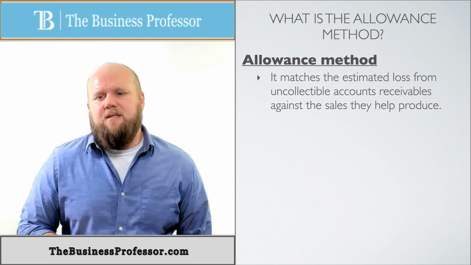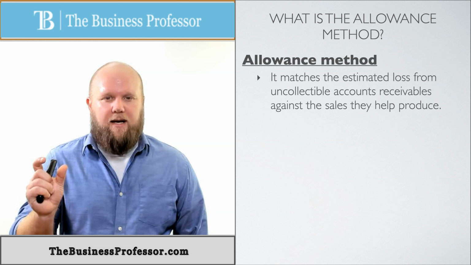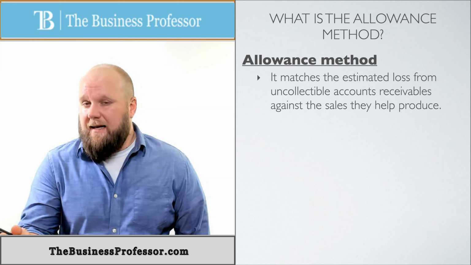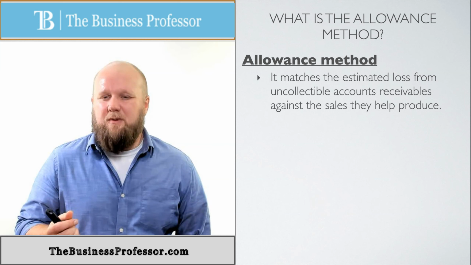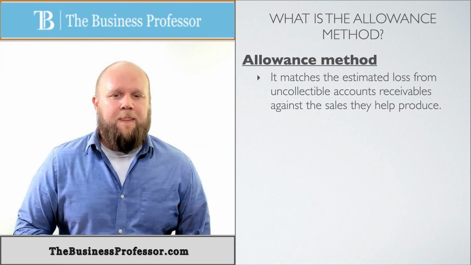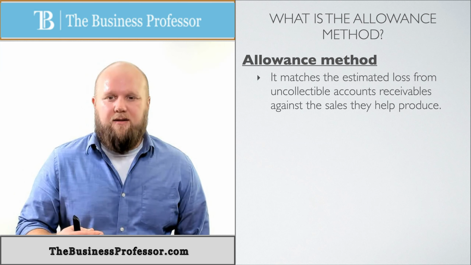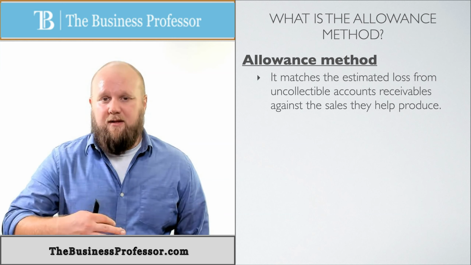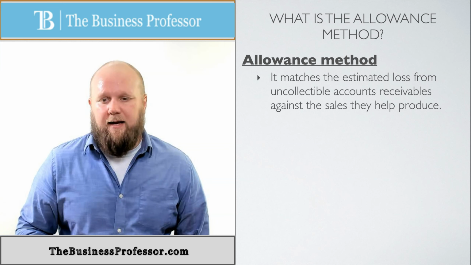So what this does is it matches the estimated losses from uncollectible accounts receivables against the sales they help produce. What that means is when you put it on your balance sheet that you have accounts receivables of this amount and you leave it at that, what you're implying is that this is what I'm going to receive. But in reality, you know you're not going to receive that because people don't pay. Sometimes people can't pay or they don't pay. So by just keeping it at that amount, you're not really showing the full story. And you're also saying that this is everything you're going to receive in revenue, and you're going to have to pay the full amount on this, not keeping up with what you actually are losing for people not paying.